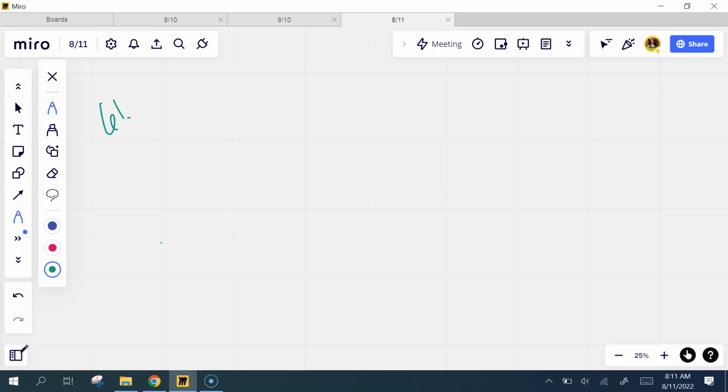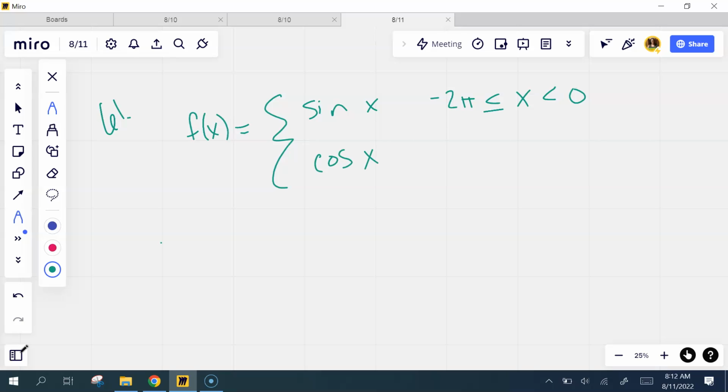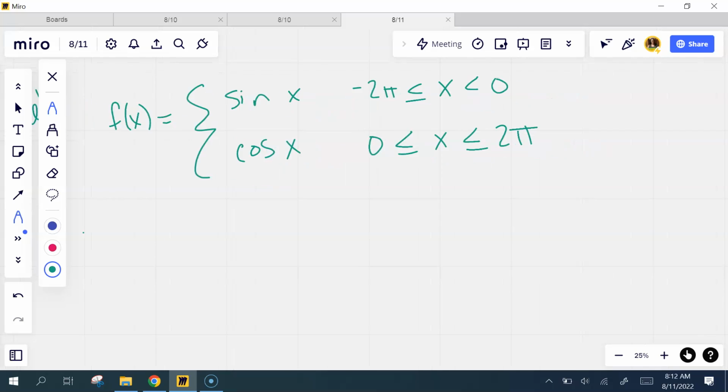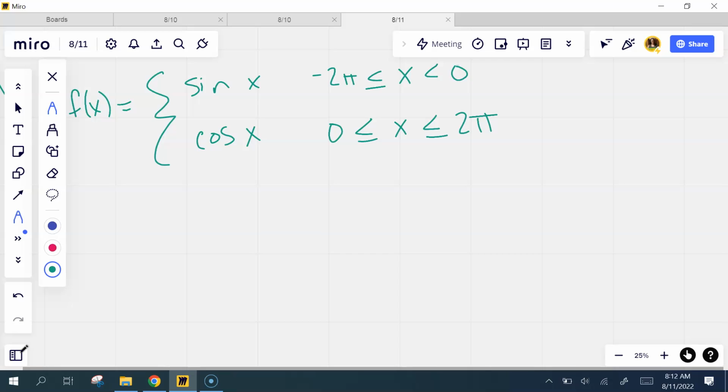Piecewise. So first thing we want to do is sketch it. So let's see. F of x equals sine x between negative 2 pi and 0, and then we've got cosine x when x is between 0 and 2 pi. So remember how we graph piecewise functions, or the easiest way, I think, to graph piecewise functions is plug in those domain restrictions, right?